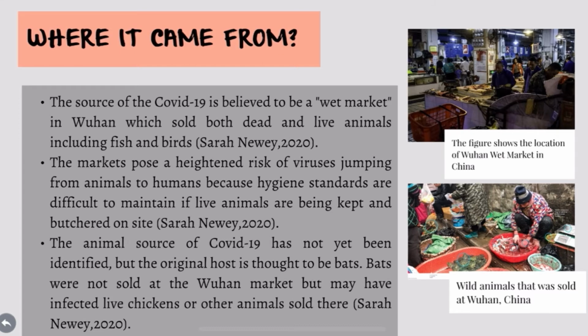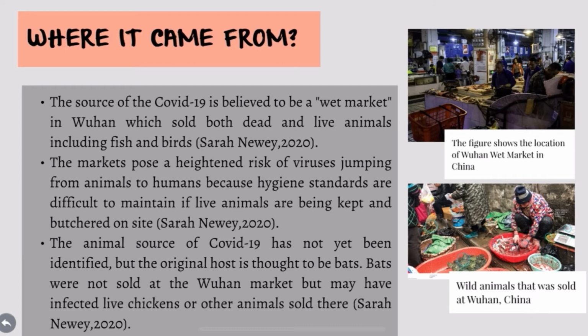Markets like this pose a heightened risk of viruses jumping from animals to humans because hygiene standards are difficult to maintain as live animals are being kept and butchered on site. In late 2019, the market passed city official inspections according to the Wall Street Journal. However, Time reported it to have unsanitary conditions. It had narrow lanes and stalls in close proximity, where livestock were kept alongside dead animals. According to Business Insider, it was common to see animals openly slaughtered and carcasses skinned in the market.